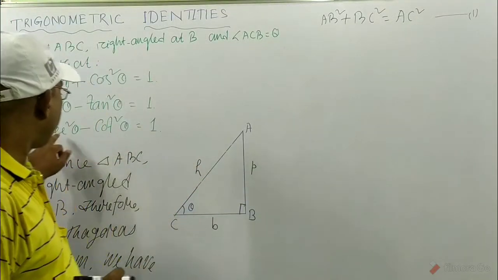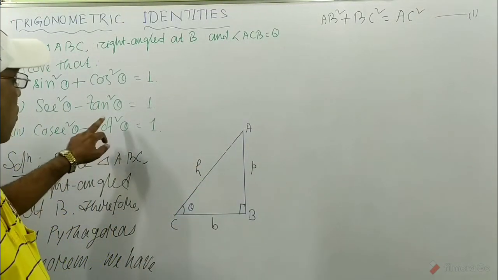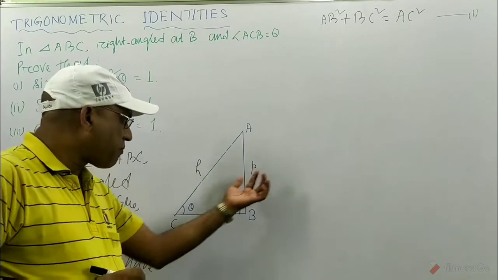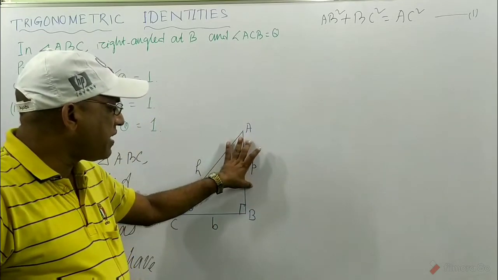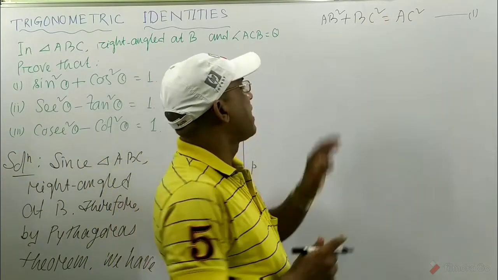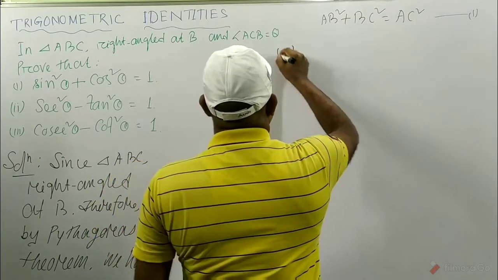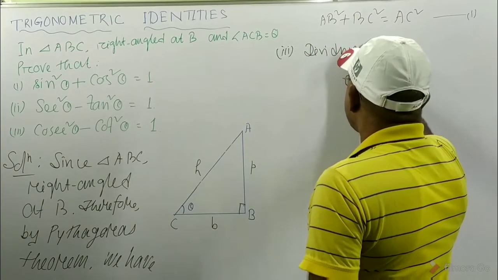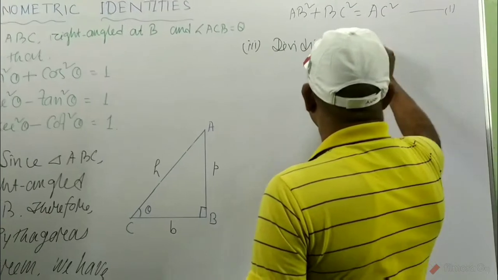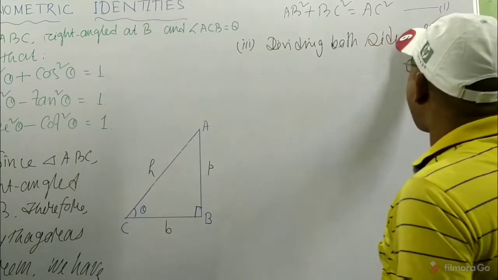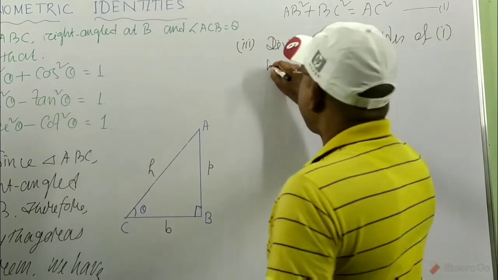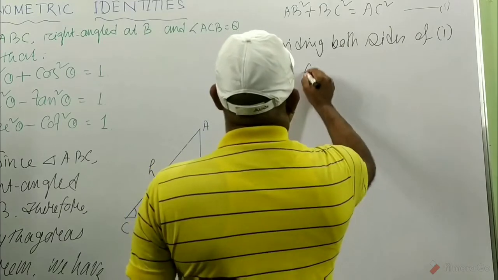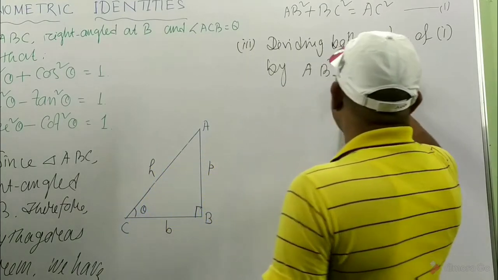Now we want to prove cosec square minus cot square. Cot means base by perpendicular. Base is the numerator, perpendicular is the denominator. So AB must be in the denominator, so we divide both sides by AB. So number 3 we consider, dividing both sides of 1 by AB square.